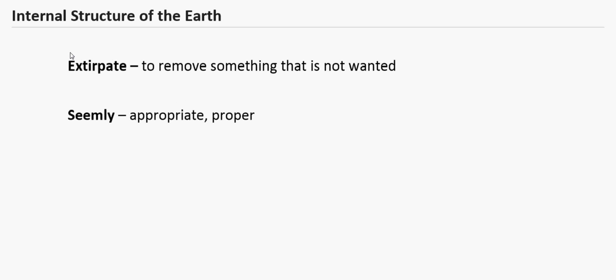The two words for the day: the first one is extirpate. Extirpate means to remove something that is not wanted.